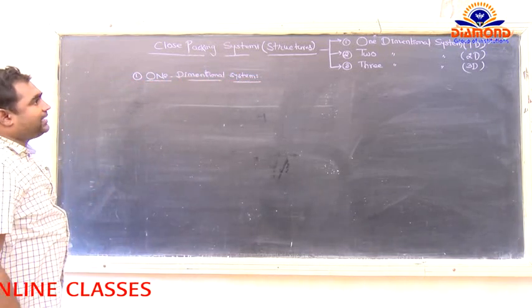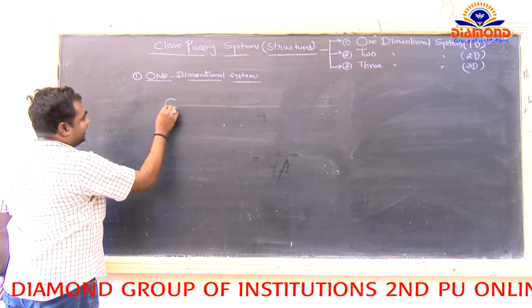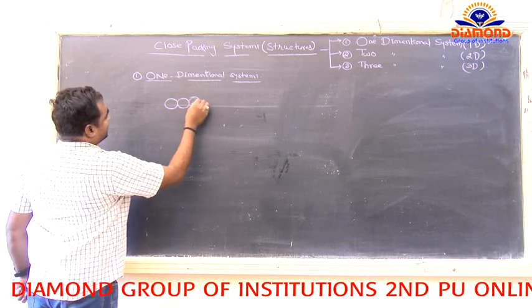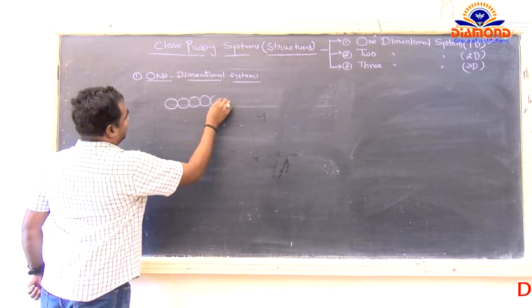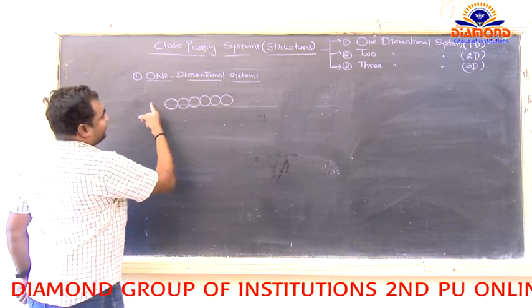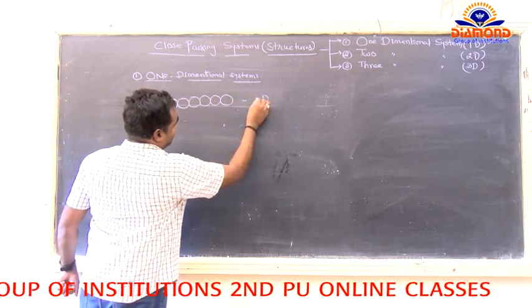So here, one-dimensional system. Here the atoms are arranged in only one direction. There is no second direction. Only one direction, so it is called the 1D system.